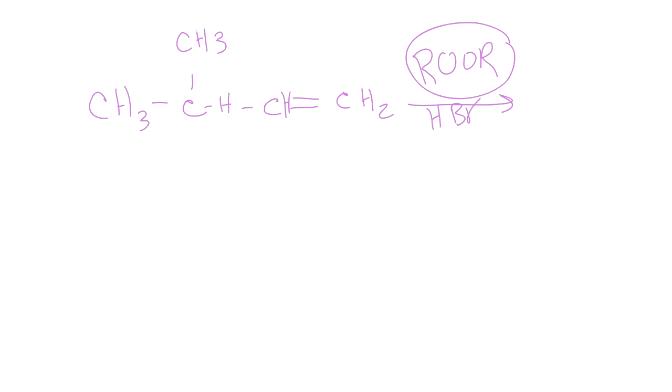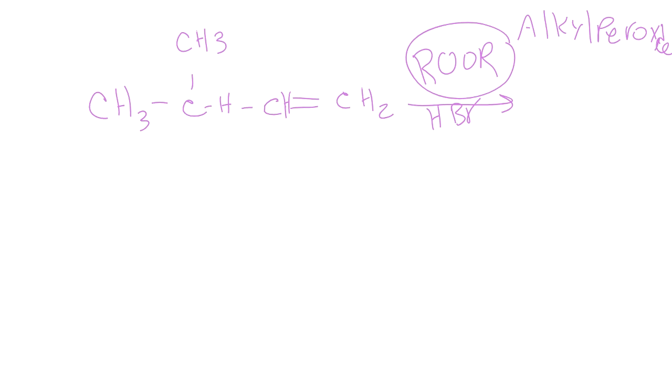Peroxides alter the reaction, right? The mechanism of the reaction. You're not going to get H plus attacking the C=C double bond. ROOR is called alkyl peroxide. Your alkyl peroxide is a catalyst that changes the mechanism of the reaction from carbocation to free radical.